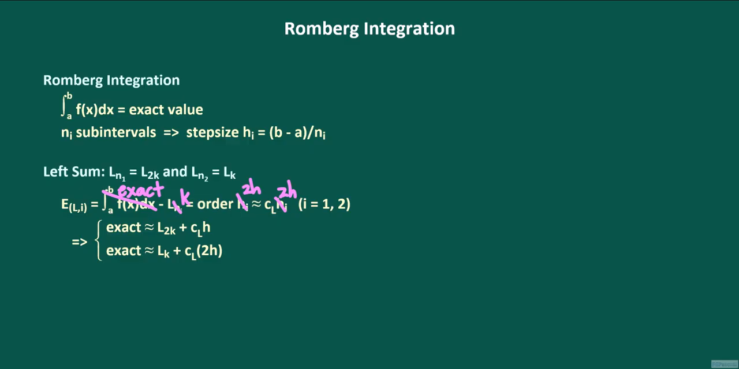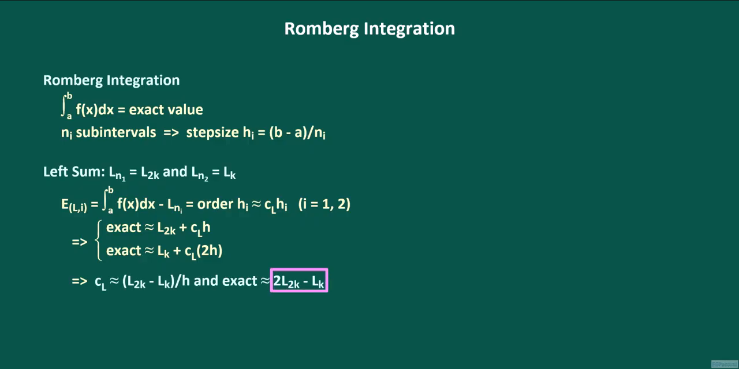Solving this system of approximate equations for C sub L and the exact value of the integral, we get a formula for C sub L and actually an estimate of the exact value of the integral. This is Romberg integration's approximation for the integral when applied to the left sum. More precisely, this is Romberg integration's supposed improvement over the estimates L sub 2k and L sub k.